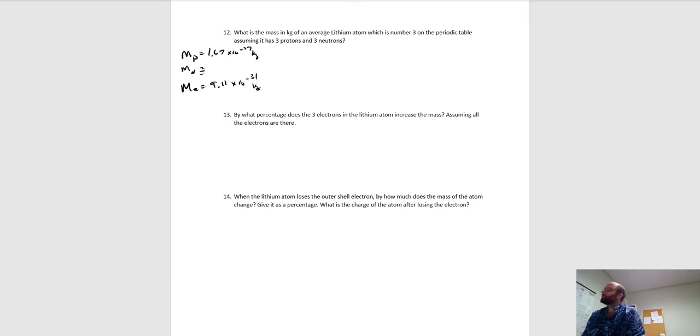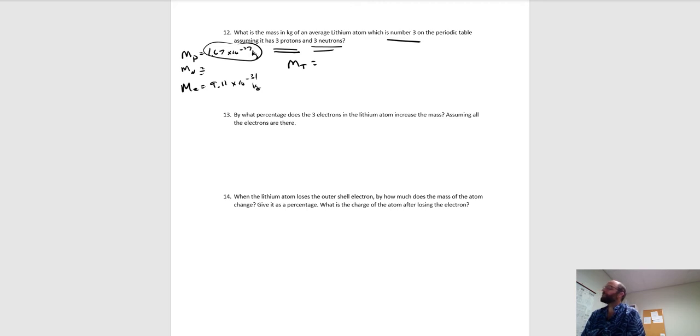Now, lithium is number 3 on the periodic table, and what this means is it has 3 protons. Now you can have what are called isotopes. It's possible for lithium to have 3 protons and 4 neutrons, but for this problem we're going to assume 3 protons and 3 neutrons. So you should be able to write down something like this. The total mass equals, right? You got 3 of these and 3 more of them. So basically 6 times that mass.